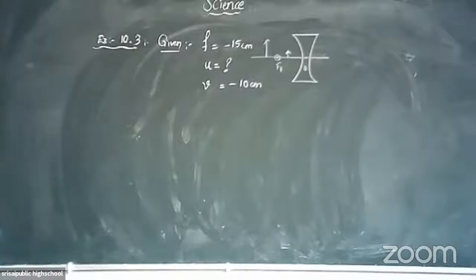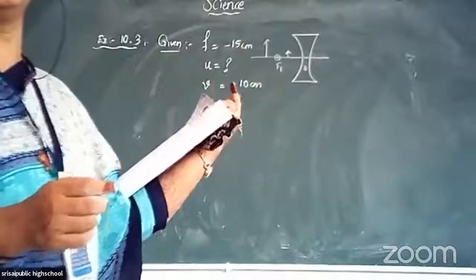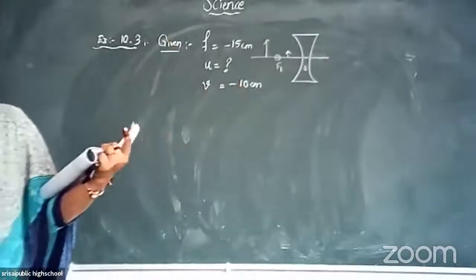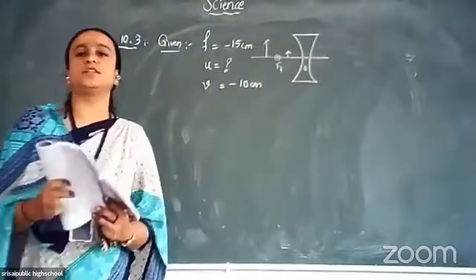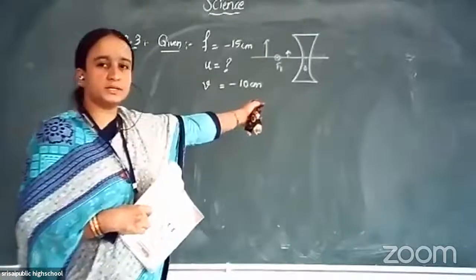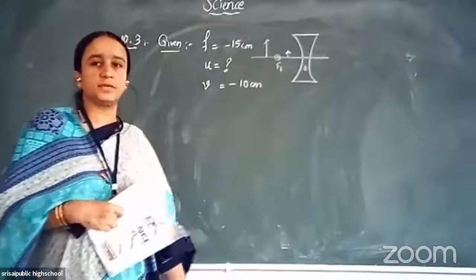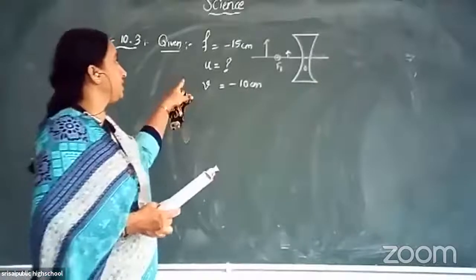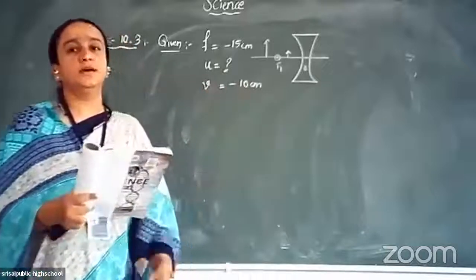Why am I giving minus 10 centimeters? Because your image is on the left side of the lens. Left side means it is naturally negative x-axis. Since it is a negative x-axis, we are going to give a minus sign for the 10 centimeters. Did you understand why I have written a minus sign for the 10 centimeter image distance? Yes, is it clear? So you should be very careful while writing the sign. Then only you are going to get the correct answer for the given problem.